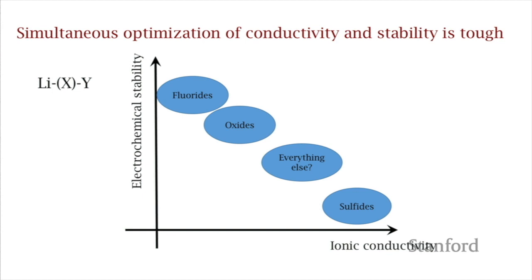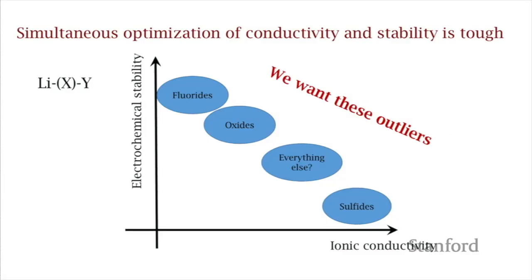So fluorides and oxides tend to be poorly conductive, but pretty stable, whereas sulfides tend to be very good conductors, but also not very stable. And these trends have emerged in recent years just through a few different data points for each family. Everything else hasn't been looked at as extensively as these three families, but is thought to lie in here somewhere.